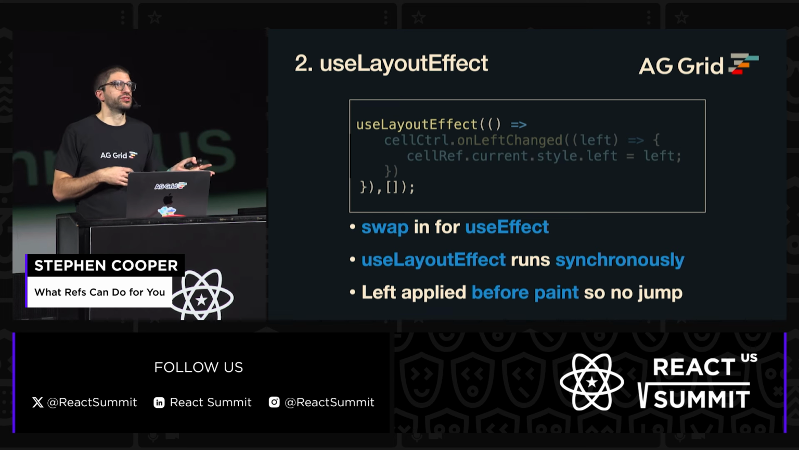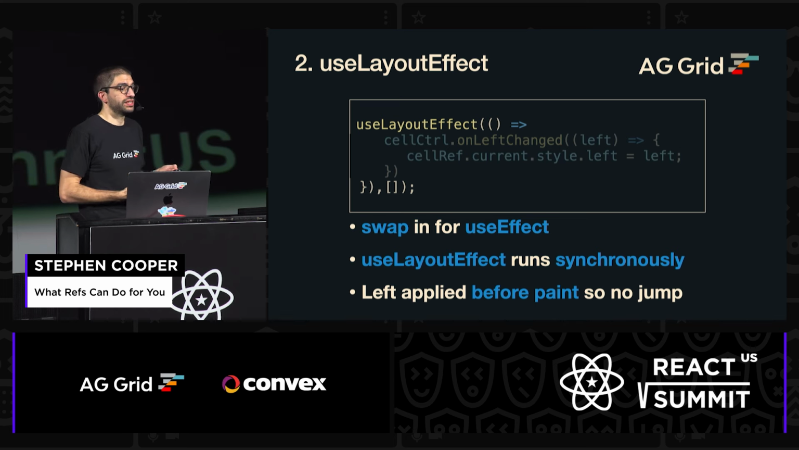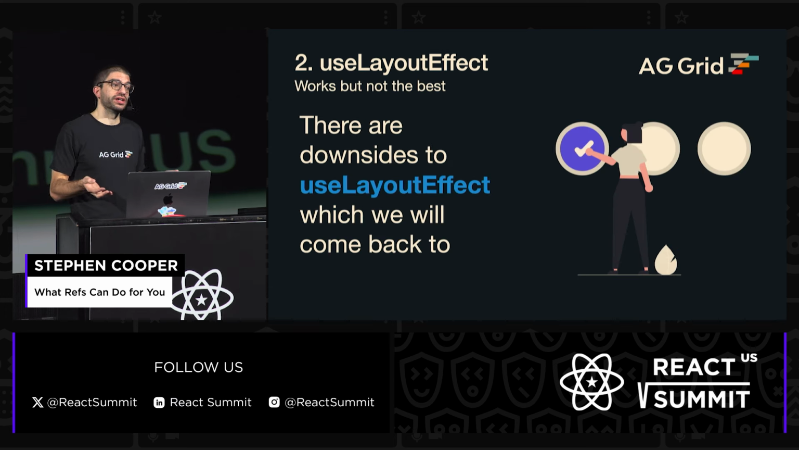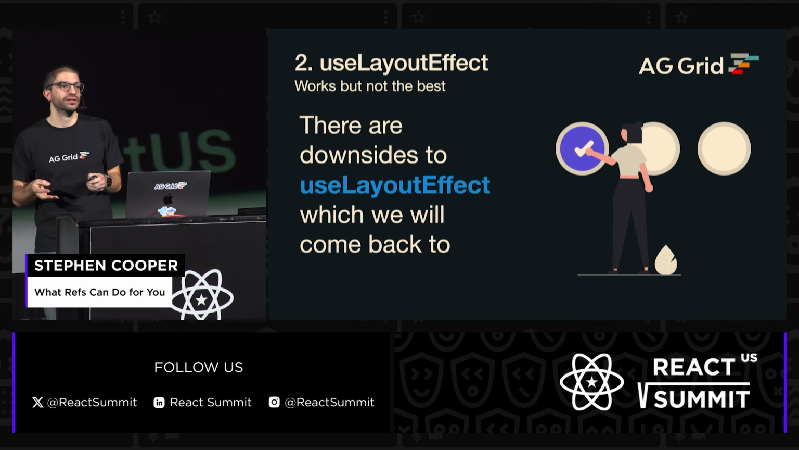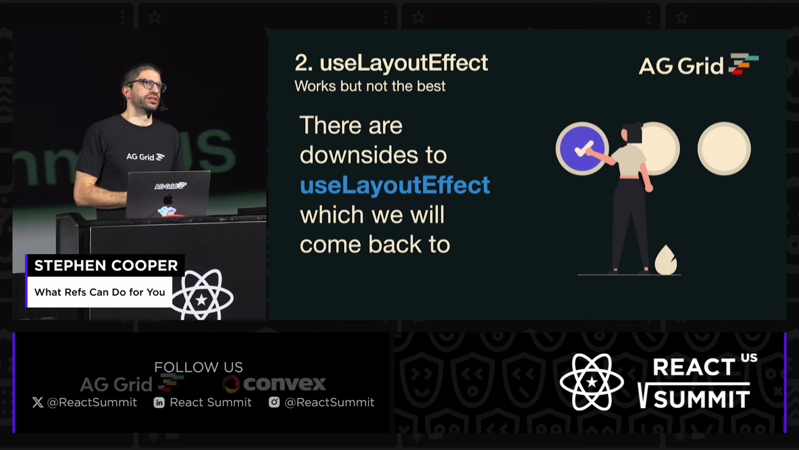So we'll swap it in for useEffect. It will run synchronously, and that initial left value actually gets applied before the browser gets painted. So now we have effectively fixed our problem, and that works. But there are some downsides, and there are some things that make this maybe not the optimal solution. But we'll come back to them later on in the talk.